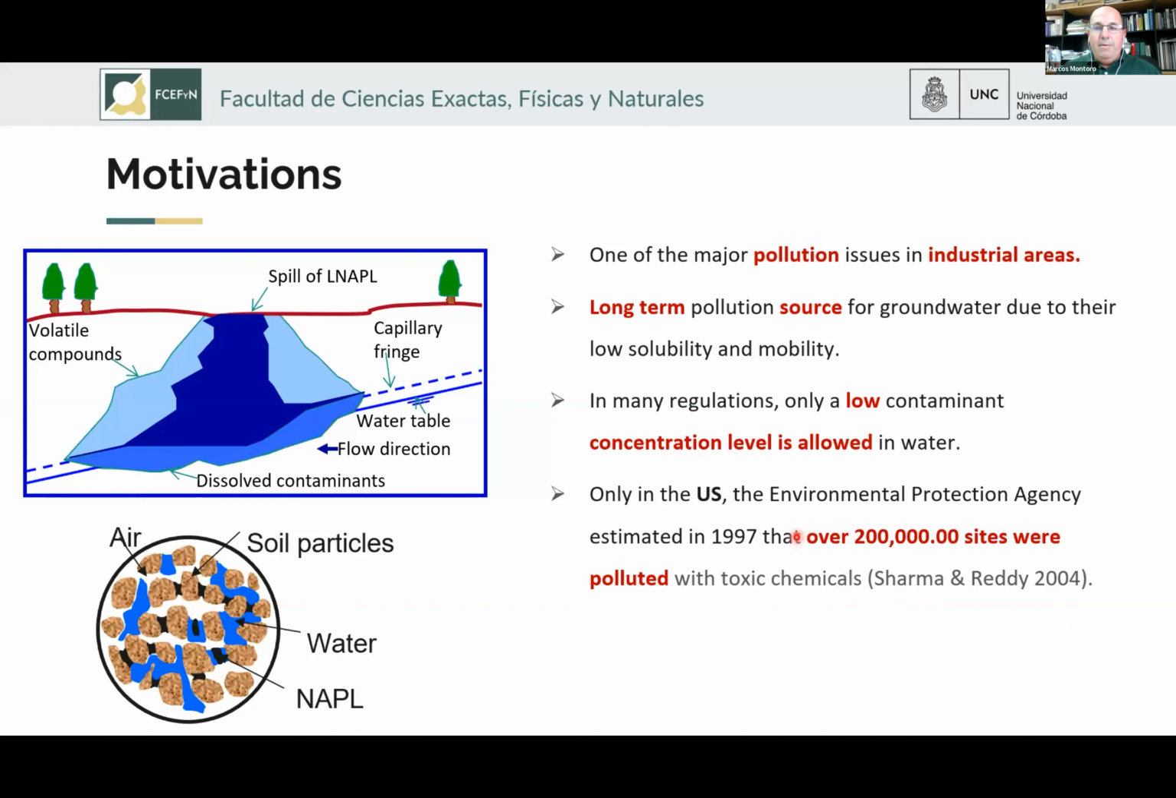Also, many remediation techniques of NAPL contaminated sites involve immiscible displacement processes. In consequence, the understanding of the NAPL distribution and ganglia formation is of key importance for having a much better understanding of contaminant plume architectures in case of leaks and for contaminant displacements during remediation.